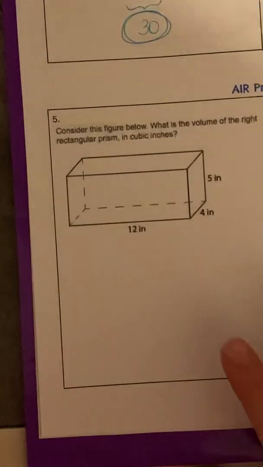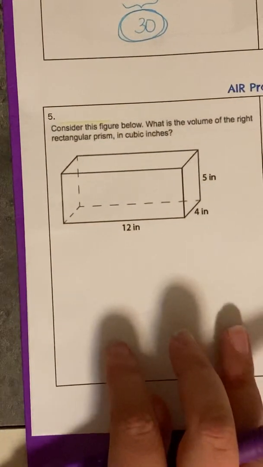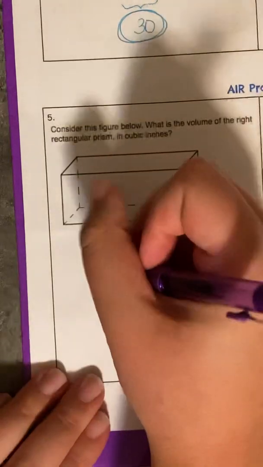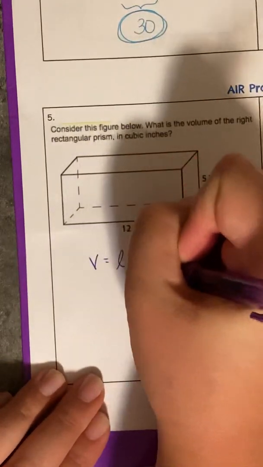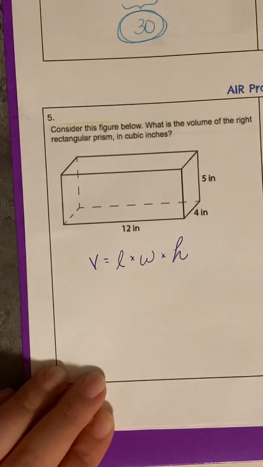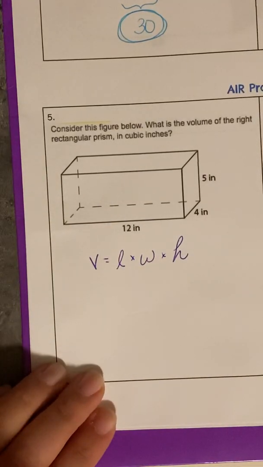Alrighty, now let's look at our practice. Number 5. Consider this figure below. What is the volume of the right rectangular prism in cubic inches? So remember, volume is length times width times height. Alrighty, so length times width times height.